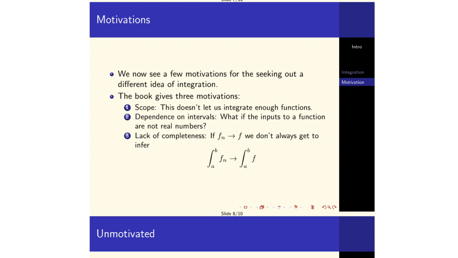Now, it is about at this point in the textbook, not too far from these ideas, that the book gives three motivations for why the Riemann integral isn't doing everything that we want it to do in some sense, and why we would want to look for a different kind of integration. So the first reason they give is scope. They say that there are some functions that are not Riemann integrable, but which we wish we could integrate. Okay, I'll complain about this in a minute.